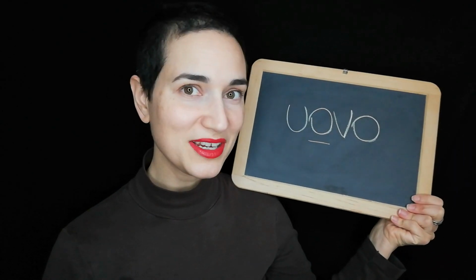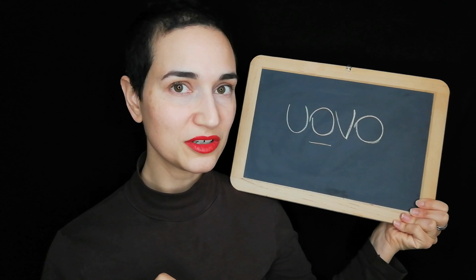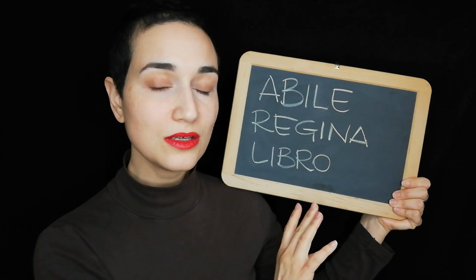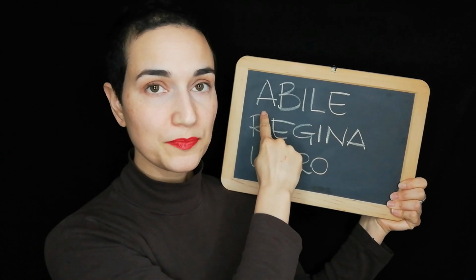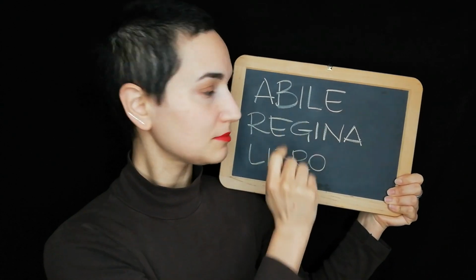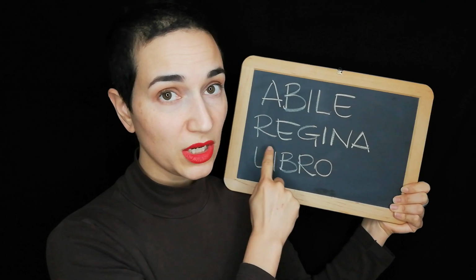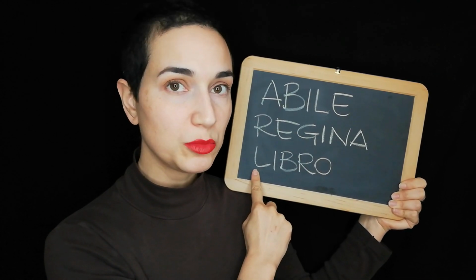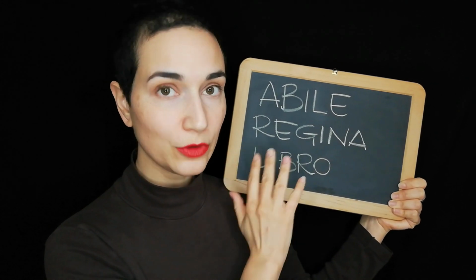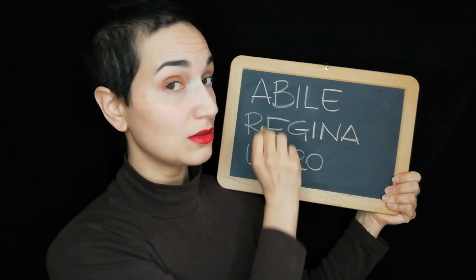So, did you like it? Okay, now let's move on to the next three words. So, here we are. These words are abile, that means able, being able to do something, abile. And then we have regina. Regina is a queen. And then we have libro, that means book. So what I want you to focus on with these three words are these consonants and the way they are pronounced.